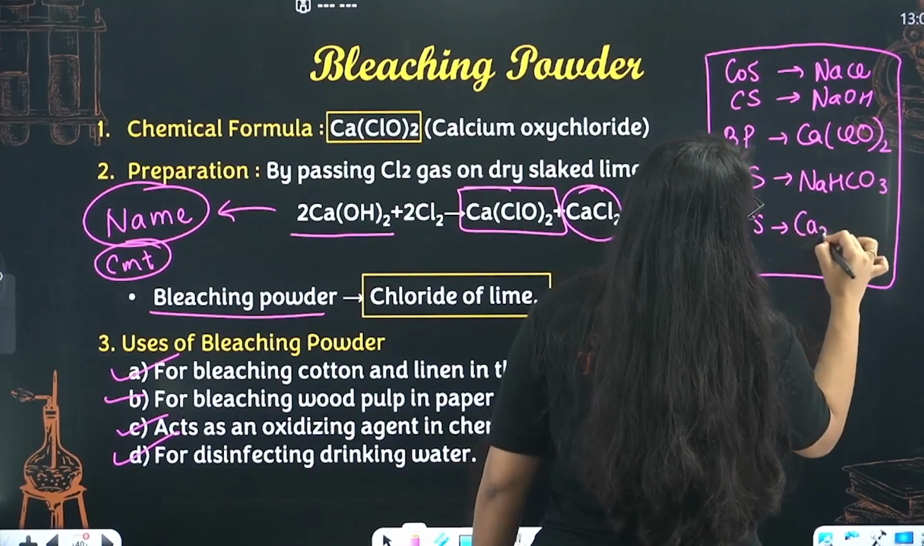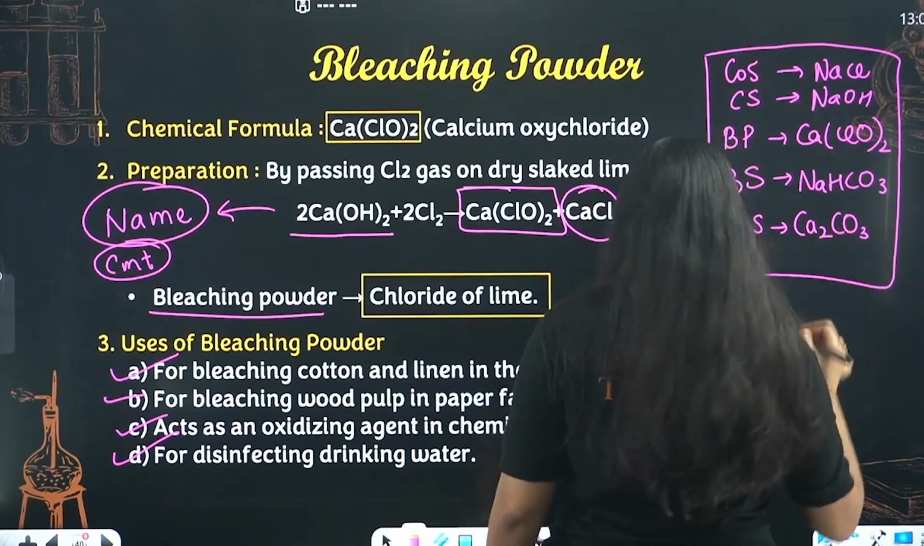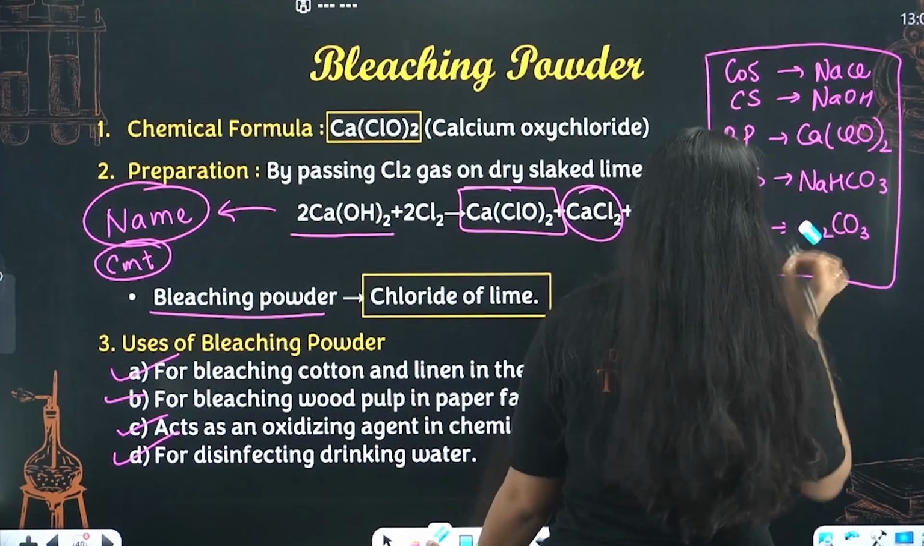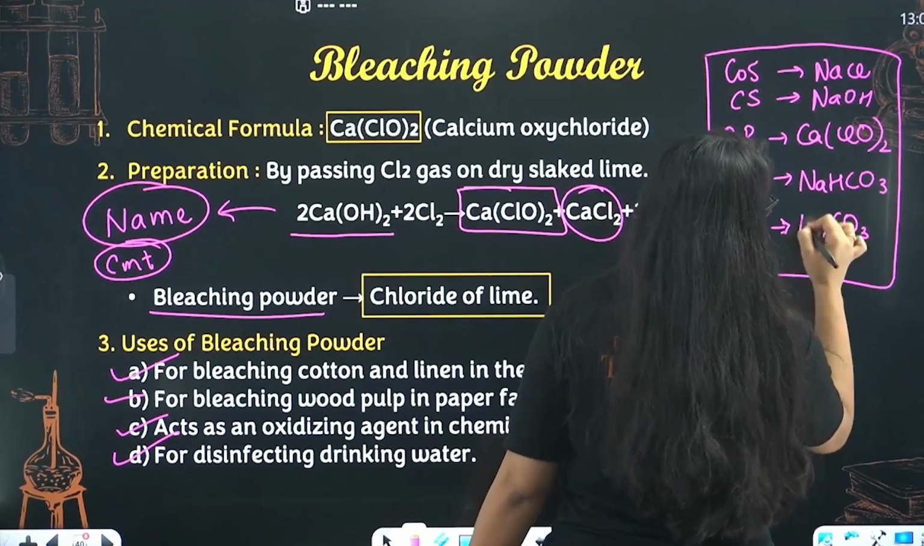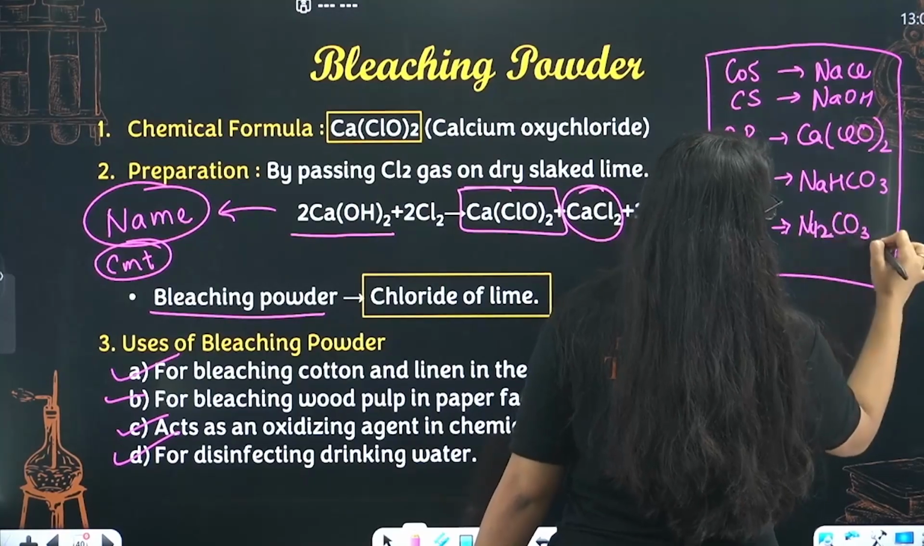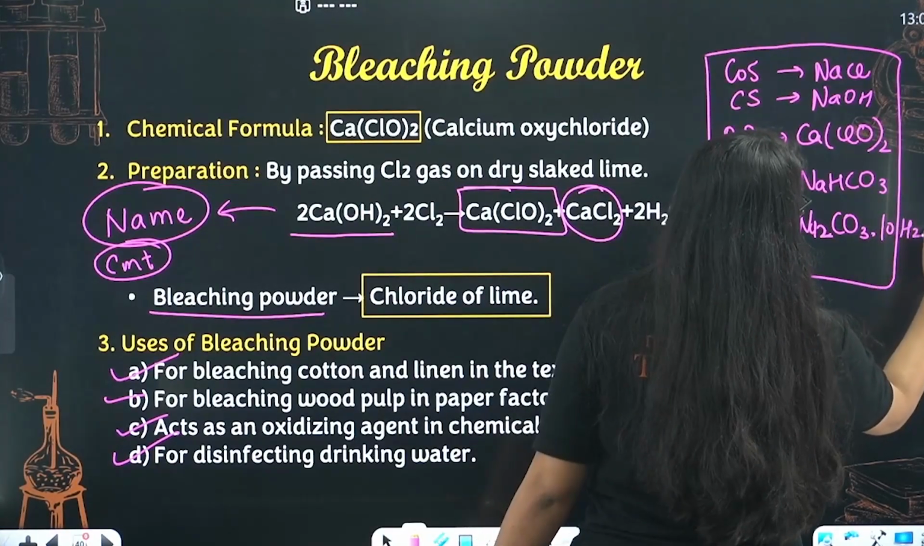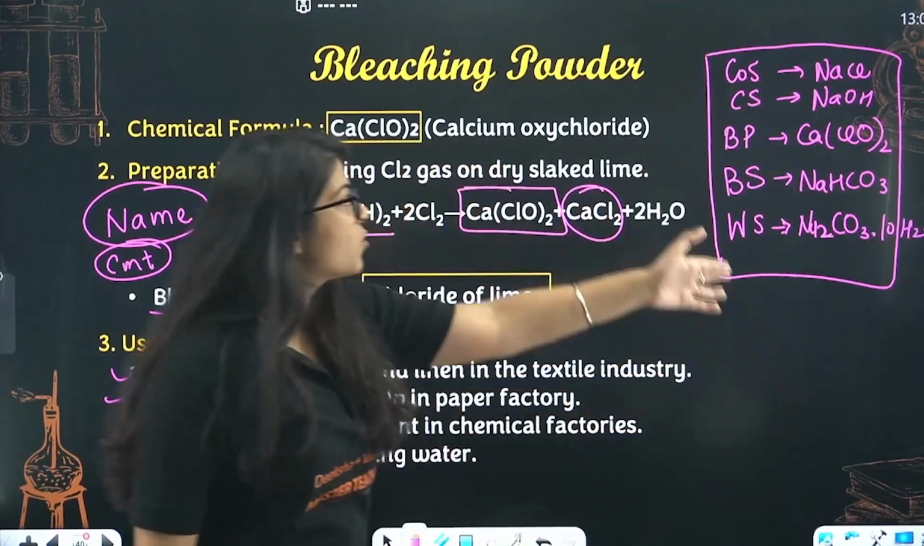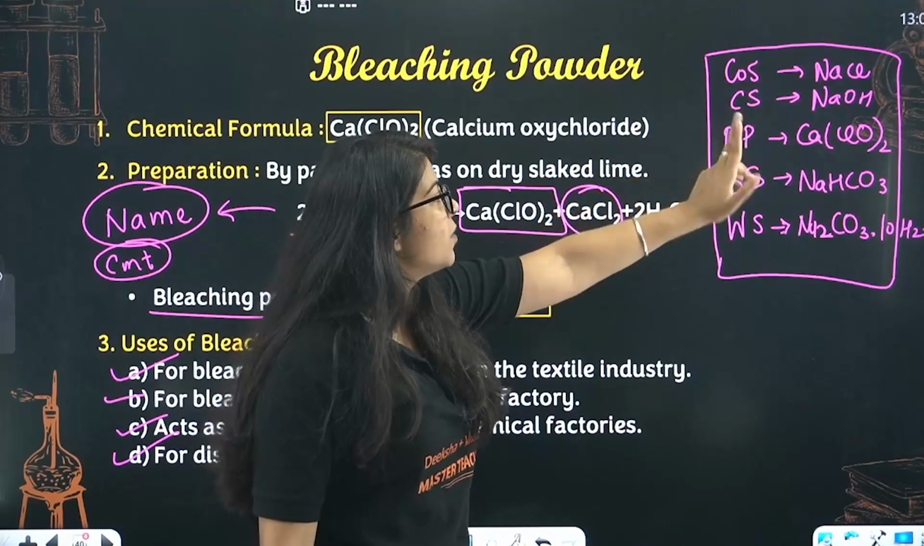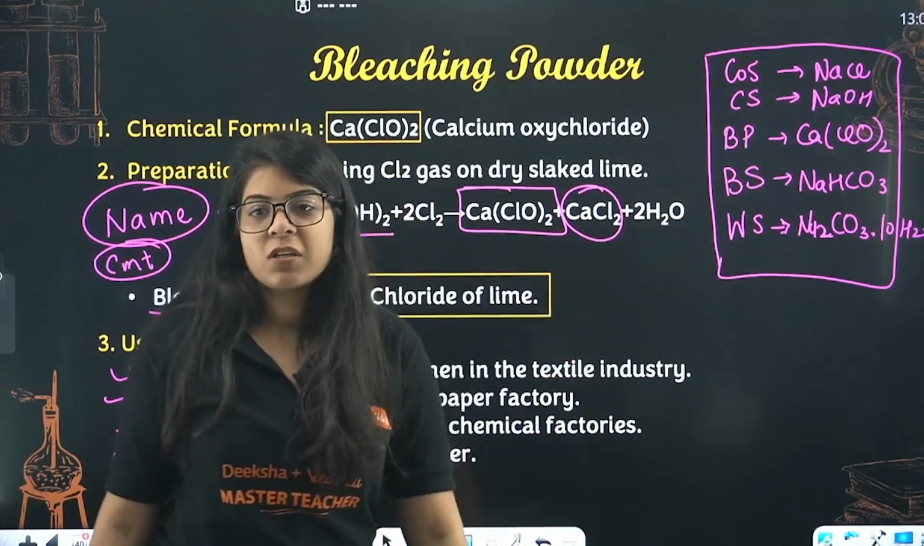Now in this list of yours, you have to add baking soda and washing soda. That is NaHCO3 and Na2CO3.10H2O. These are all the compounds we studied: common salt, caustic soda, bleaching powder, baking soda, washing soda.